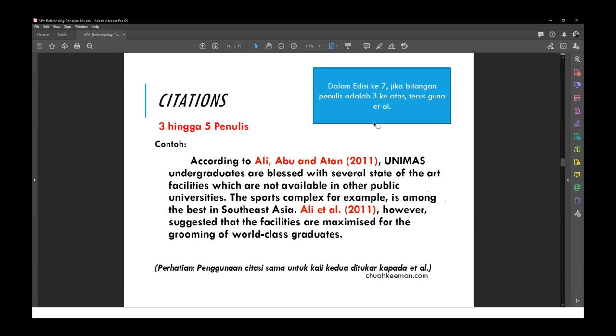Yes. The new edition is making life easier. The moment is 3 and above, you just use et al. immediately. Don't have to spell out the names first and then use et al. later. Easier, I think. In fact, I love this. I love this change because they get the feedback from the users and then they change it. That's why sometimes when you submit research journal papers, they don't really question you much as long as they see you use et al., then it's fine.